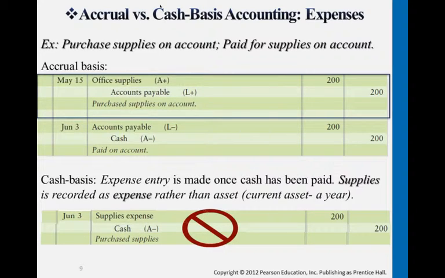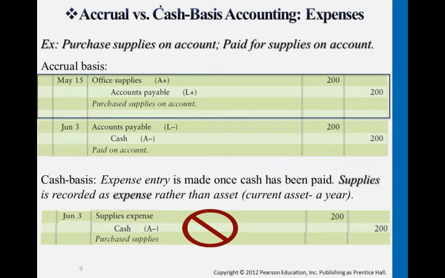Besides the time lag issue, besides recording just one transaction when cash is actually paid out, another difference is that for this asset, in Chapter 4 we'll be going over the different types of assets, what is considered long-term, what is considered short-term. So for all the short-term assets under cash basis accounting, when we purchase it, it's directly considered a type of expense and not a type of asset.